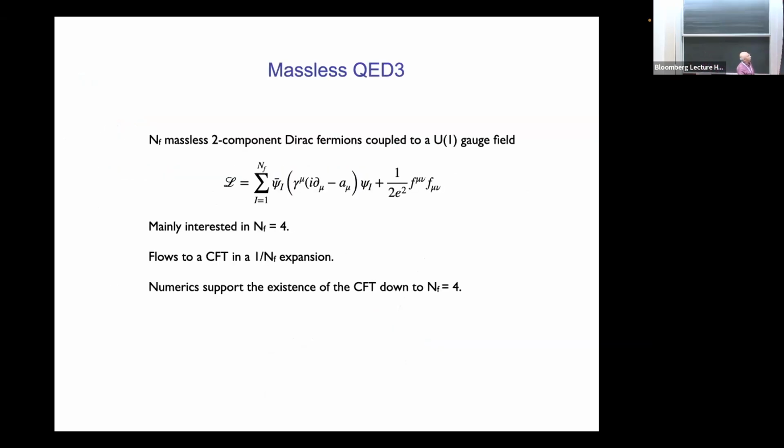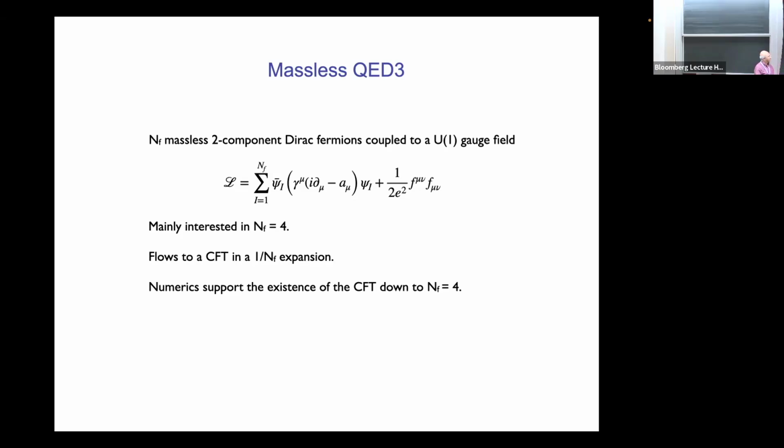Right? So I'm going to talk about massless QED3. That theory is defined by having NF massless two-component Dirac fermions in 2+1 dimensions coupled to a U1 gauge field. So you can write a Lagrangian of this sort. Psi_i, where i runs from 1 to NF, are the fermions, and A is my U1 gauge field, with a Maxwell action. I'm mainly going to be interested in a particular value, NF equals 4. This theory can be studied in a large NF expansion, and it's known that it flows to a conformal field theory in the 1 over NF expansion.